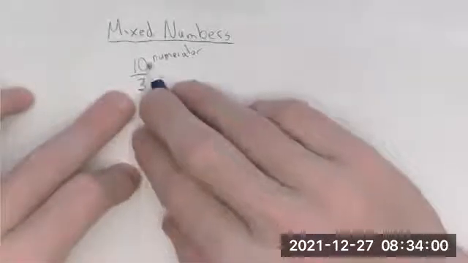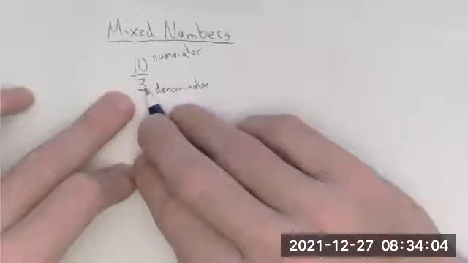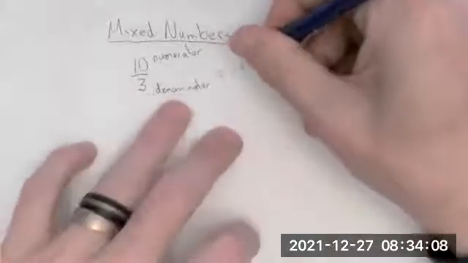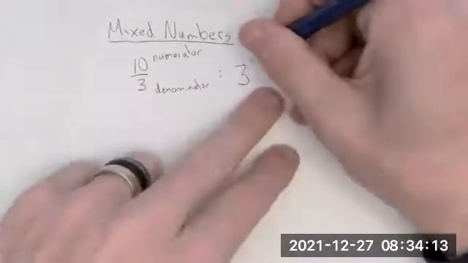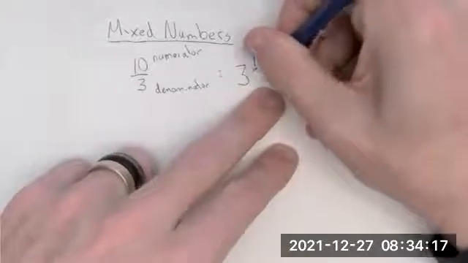Again, a fraction is nothing more than division. This is saying 10 divided by 3. Well, you would ask yourself, how many times does that 3 go into that 10? I would say it goes into it 3 total times. That would be 3 times 3 is 9. I would have 1 left over of my 3.